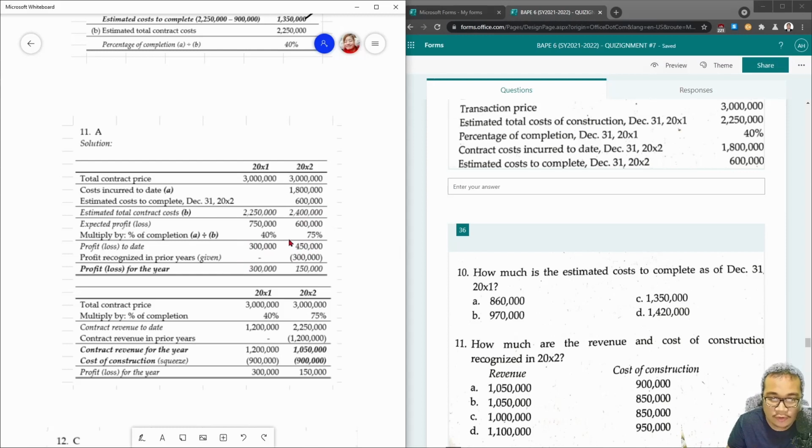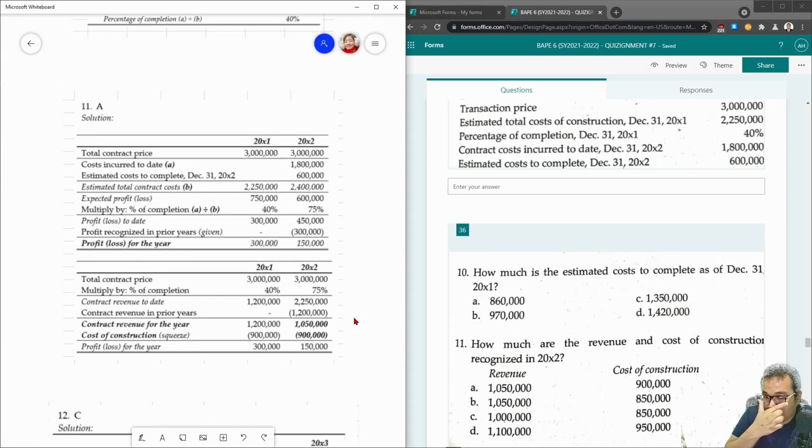As you have said, this is cumulative. So, tanggalin mo yung previous year para malaman mo yung for the current year, 300 and 150. So, meron na kayong profit for the year, di ba? For 20x2, it's 150,000. Now, let's look for the cost of construction. Total contract price, 3 million. Percent completion, contract revenue to date, 1.2 and 2.25. So, meron ka ng contract revenue for the year, di ba? 1.2 and 1.05. Meron ka ng profit. Ito. Input mo dito. So, yung cost of construction, squeeze mo na lang, 900,000.